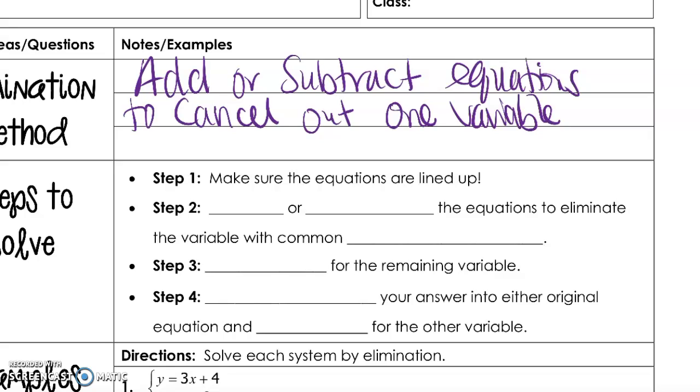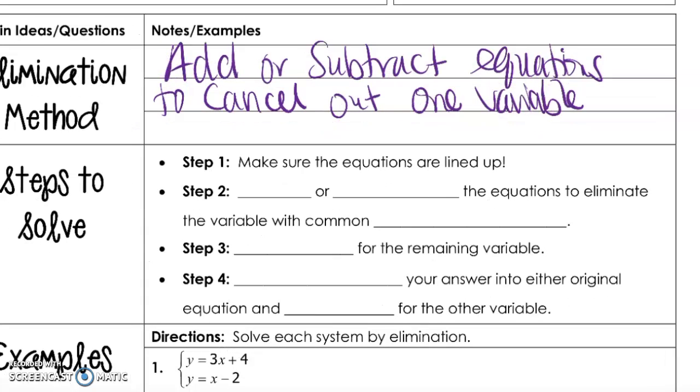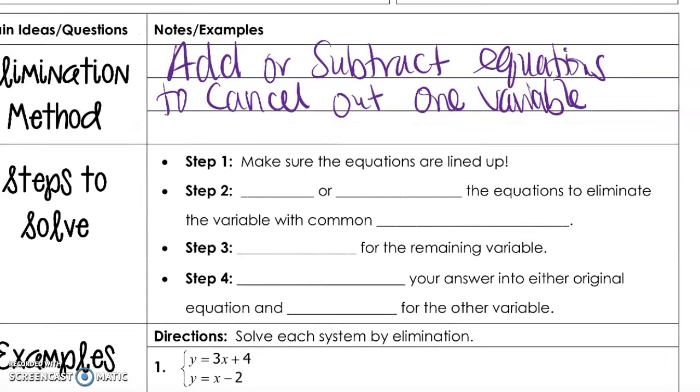You will still have to solve for both variables, but instead of plugging in for one of the variables, you're actually going to eliminate it for your first step. So step one is to make sure your equations are lined up. When we get further into the notes, you'll see how sometimes you have to first move some equations around. You're going to want your x's and y's to all be lined up together.